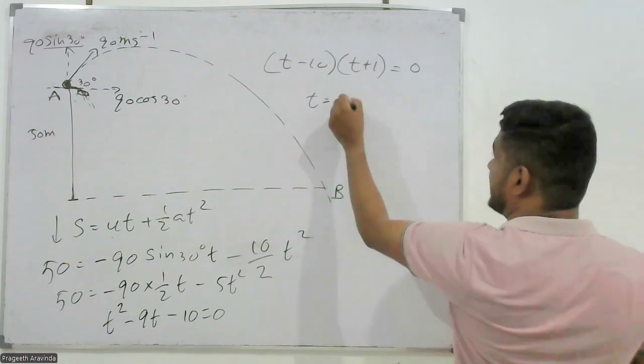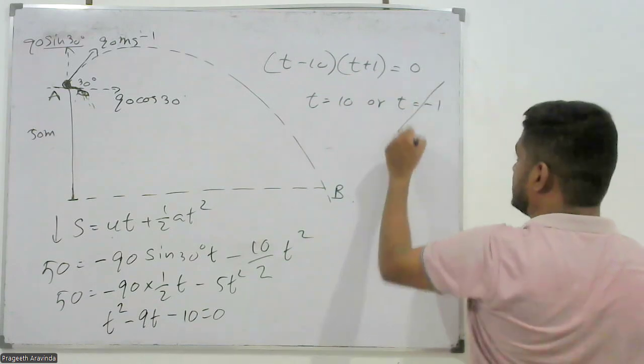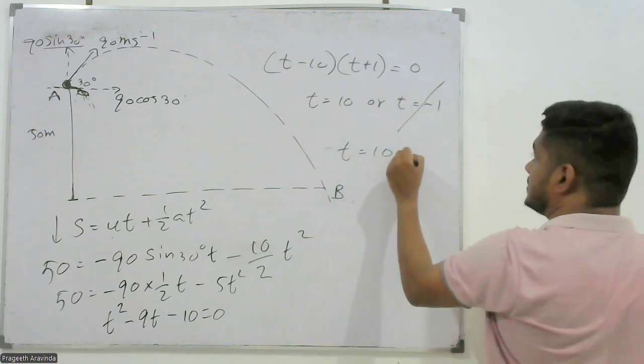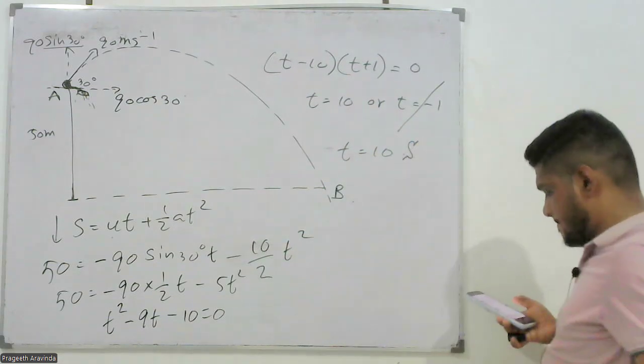10 or t equals minus 1, we cannot take that. t equals 10 seconds. Right?